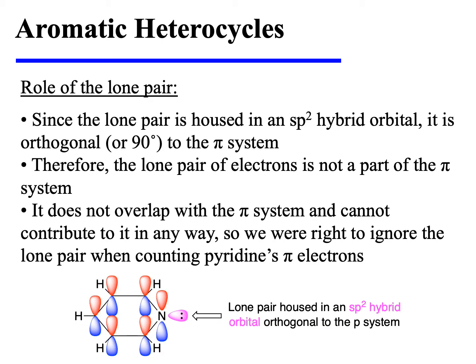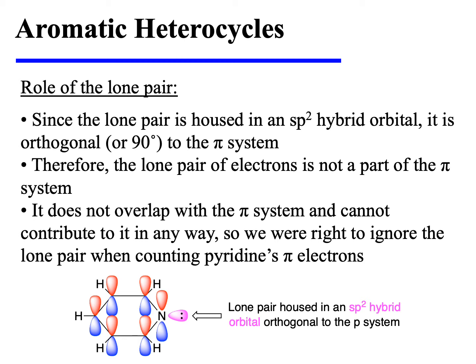The nitrogen atom in pyridine is sp2 hybridized. The 3 sp2 hybrid orbitals are used in nitrogen's 2 sigma bonds, as well as to house its lone pair of electrons. Since the lone pair is housed in an sp2 hybrid orbital, it is orthogonal, or 90 degrees, to the pi system. Only the node of the sp2 hybrid orbital overlaps with the p orbital on nitrogen, and nodes are points of 0 electron density.